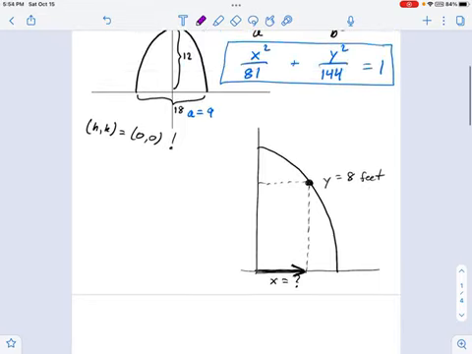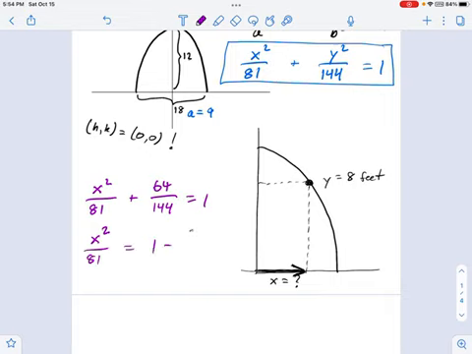We're just going to take that equation and write it here. X squared over 81 plus what's y? Well, y is 8 feet, so that's going to be 64. That's y squared over 144 equals 1. And now we solve for x. That's it. So this is going to turn into x squared over 81 equals 1 minus 64 over 144.